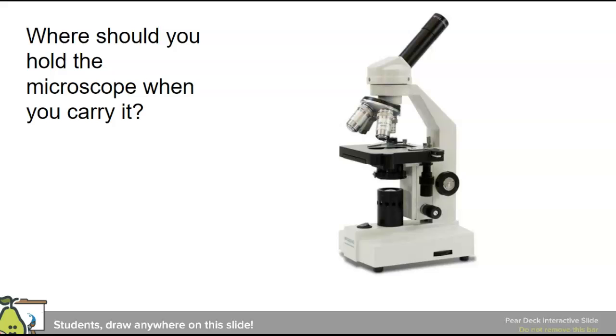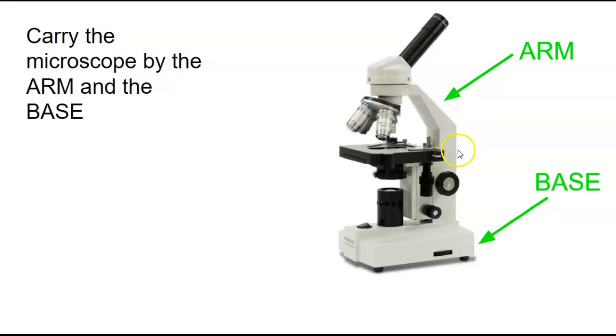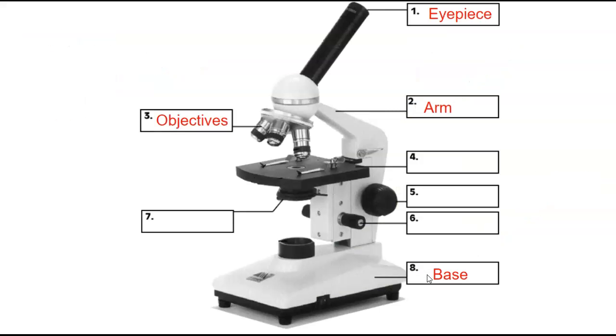All right, so holding the microscope when you carry it, we do not want to carry it by any of the flimsy parts that could come off or break really easily. So the most stable parts are the arm, which is right here, and the base. So you need to know how to properly carry the microscope by the arm and the base. So let's go ahead and label those on our diagram here. So we have the arm and we have the base.